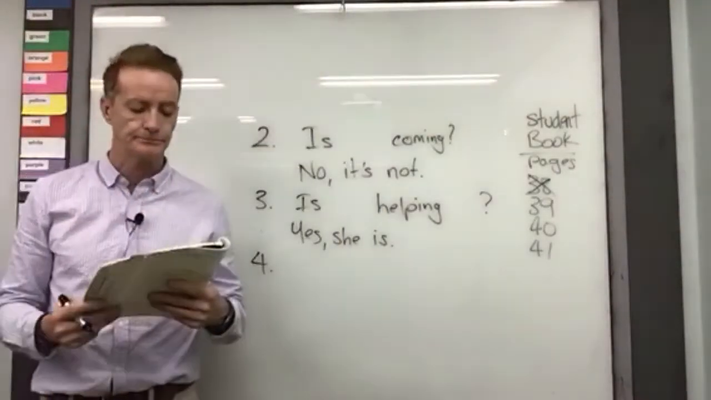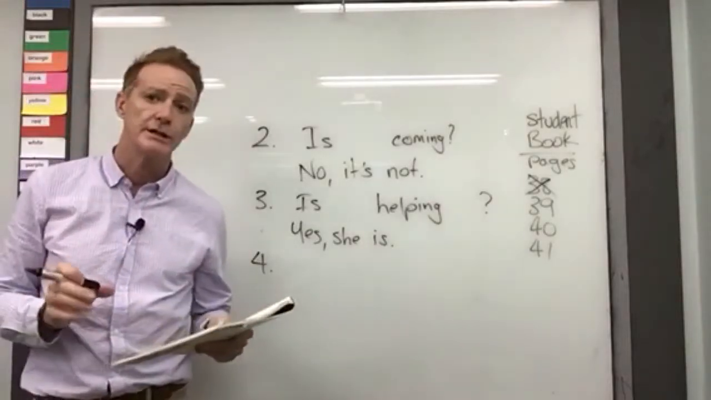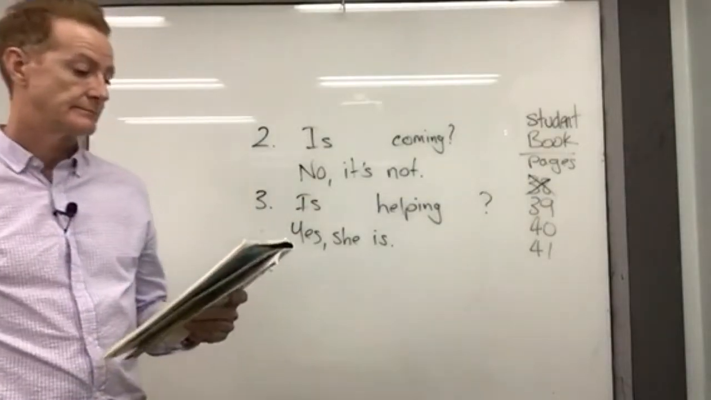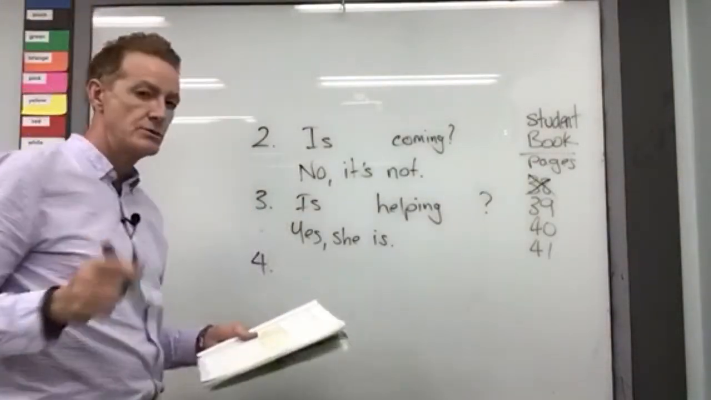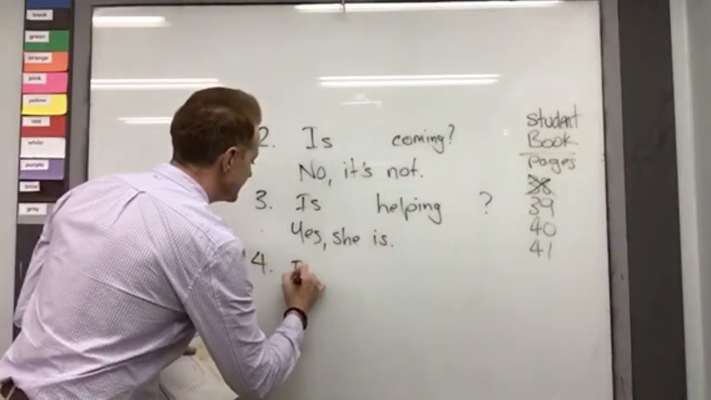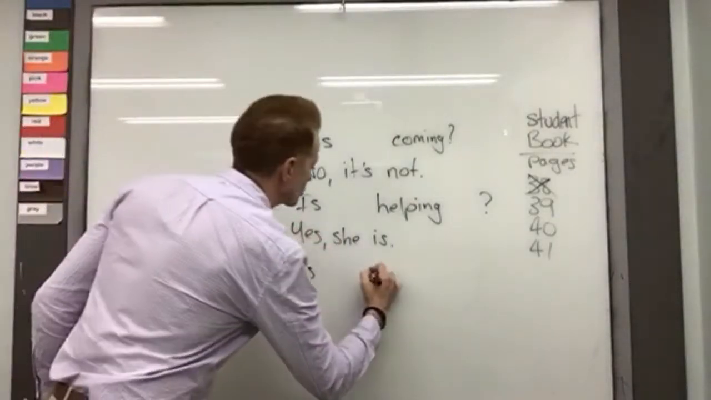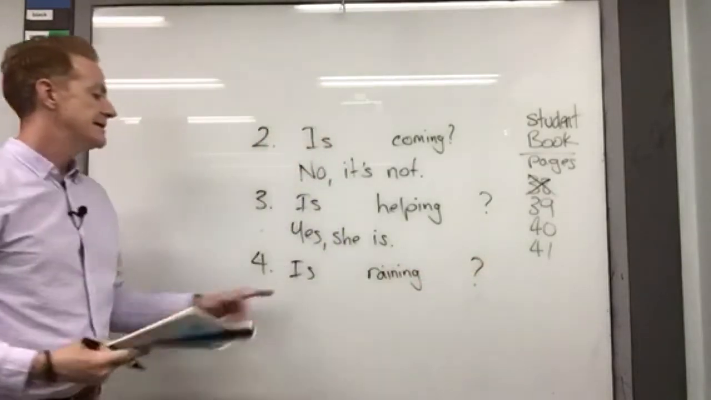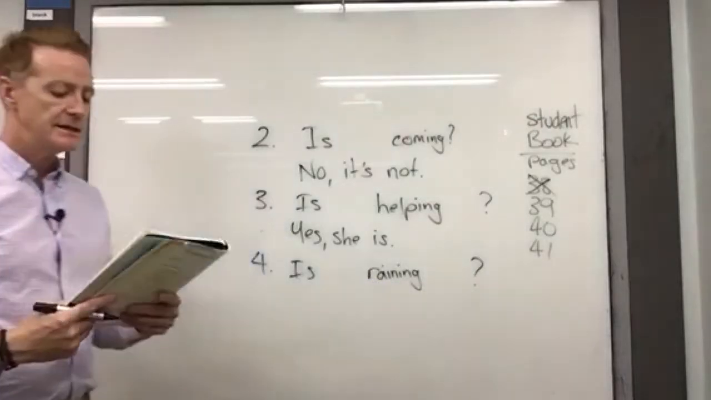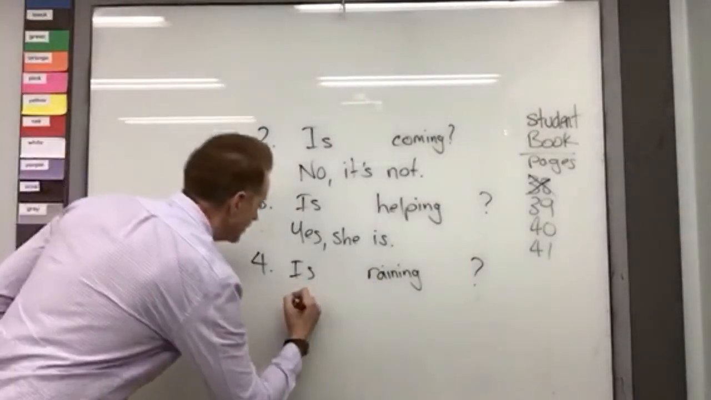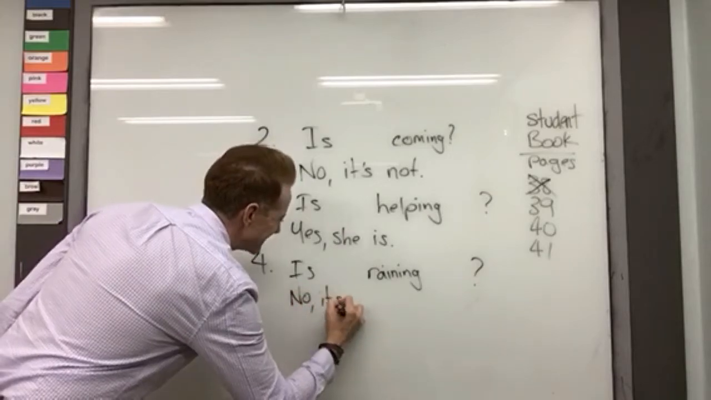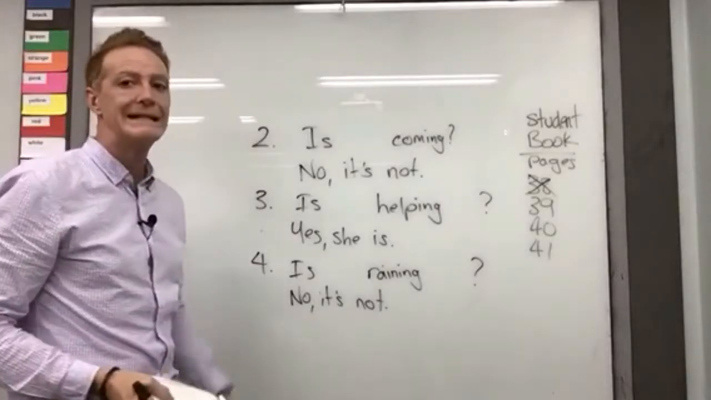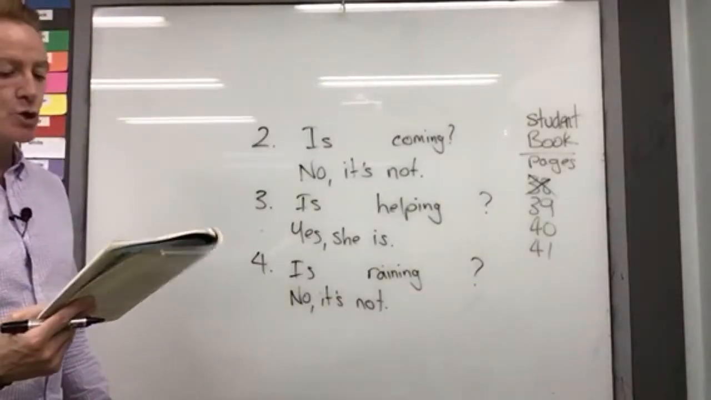Number 4, the verb we're using is rain. So we have to do present continuous, so now, ing. So is it raining outside? Is it raining outside? And it starts with no. So no, it's not. Is it raining outside? No, it's not.